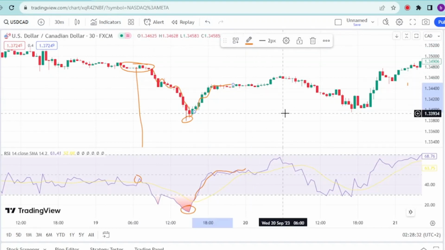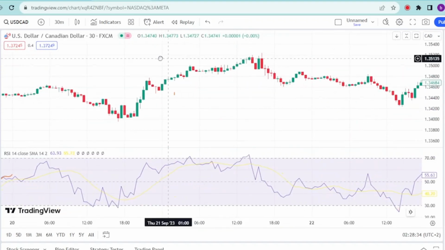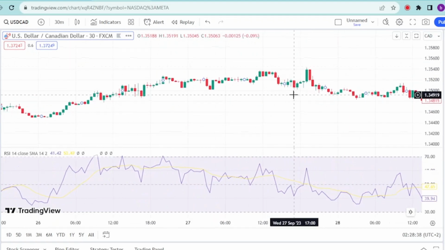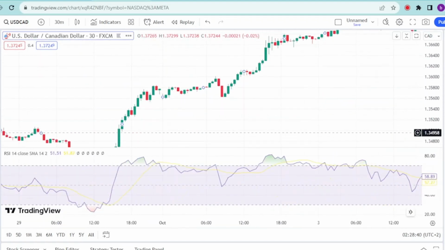All right, so now we go into the 17th of October 2023 news release of the CPI of the Canadian country.